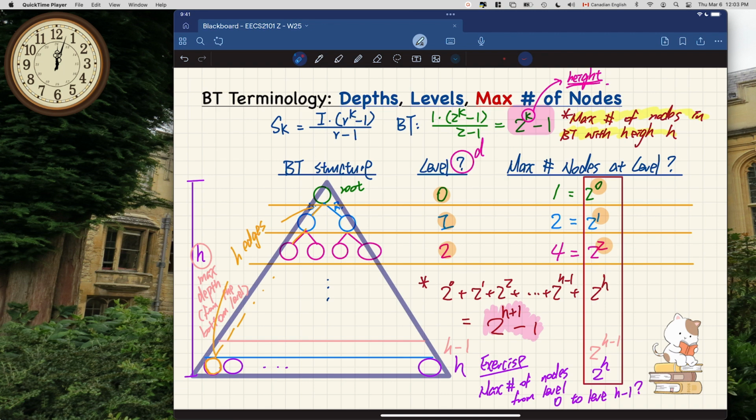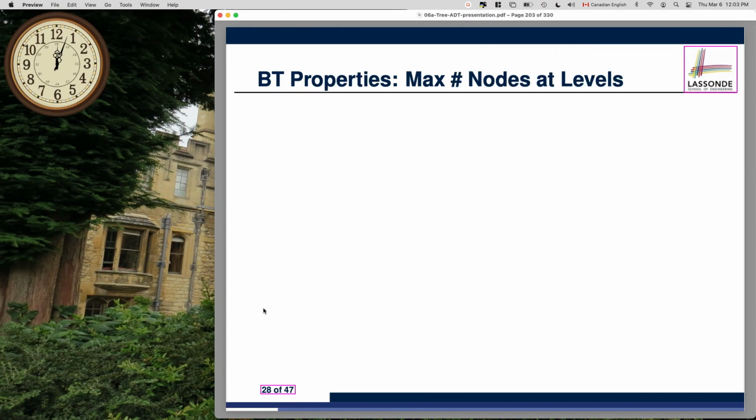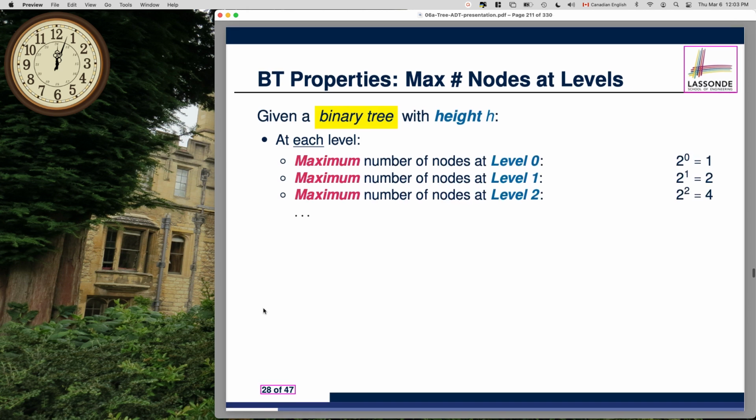All right, let's now move on. The next one, let's apply this idea to talk about two kinds of special trees: the complete tree versus the full tree. We're going to talk about them in parallel. The complete tree is a little more tricky to understand, but we'll go over the definition.